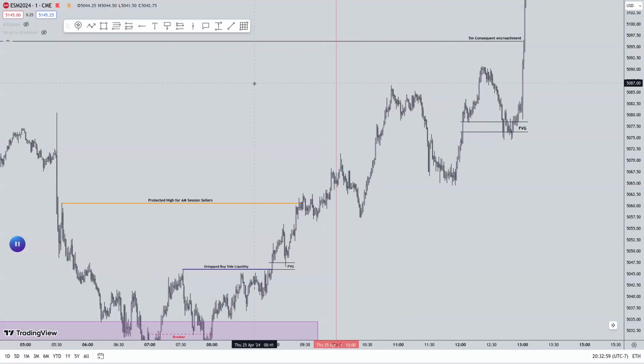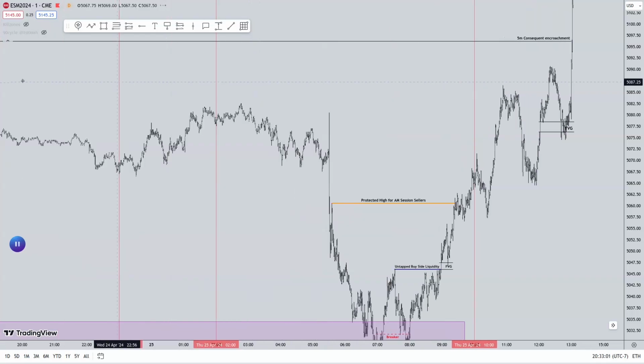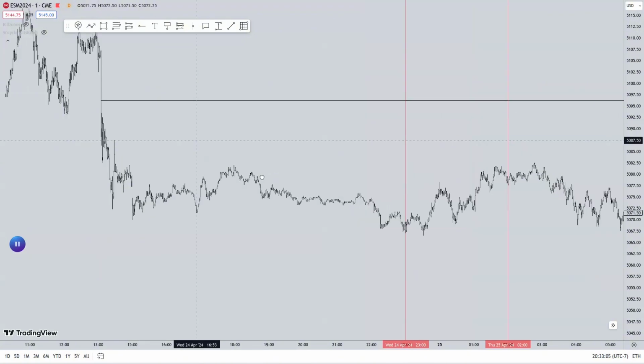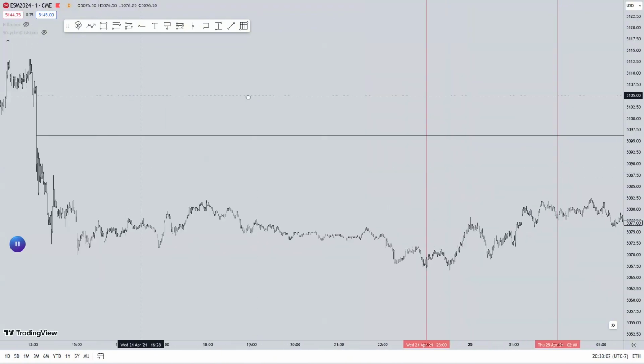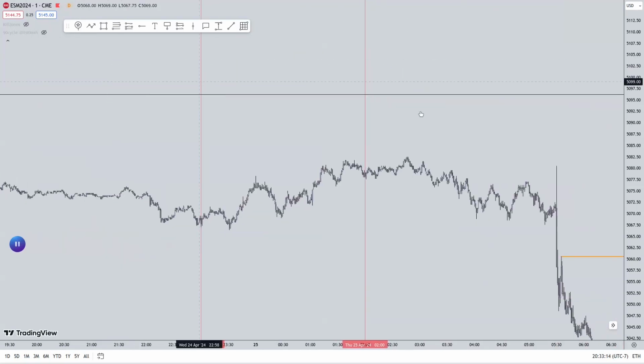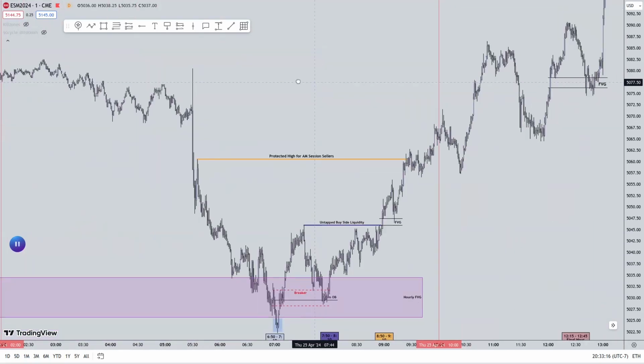And you can see there, we took that consequent encroachment right there, and we swept right through it. Again, you don't want to get too greedy. You just want to get to the consequent encroachment. You don't want to target that high up there. That consequent encroachment is more than enough. And it's all you really need.